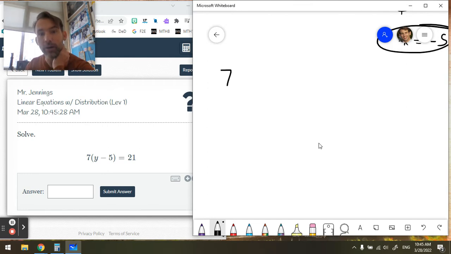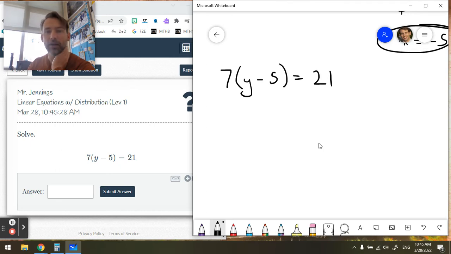Okay, so here's how I do that. 7 times y minus 5 equals 21. Okay, first thing that I have to do is, what I want to be clear on is what I'm trying to find, which is the value of y that makes this true. Okay, this is one equation, one variable, so there's only like one value that it can be, unless we start doing fancy things. We're not going to do that.